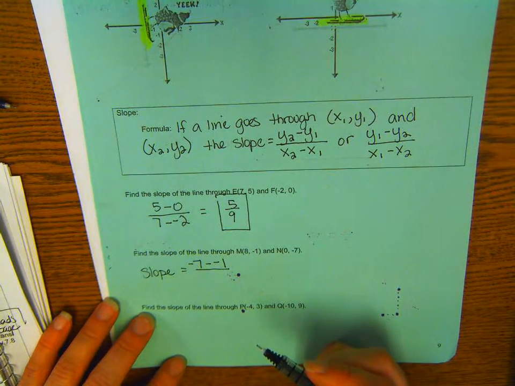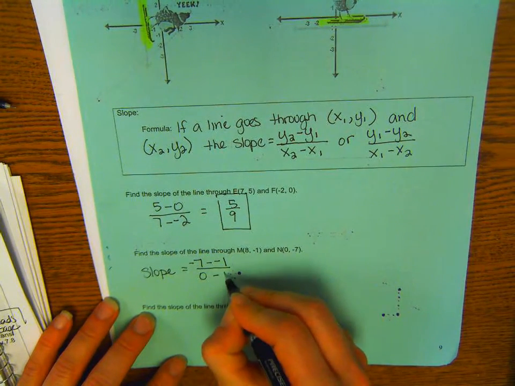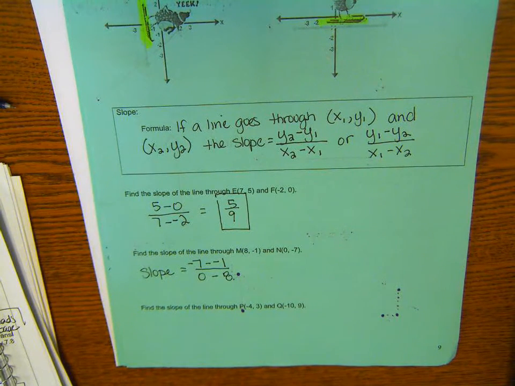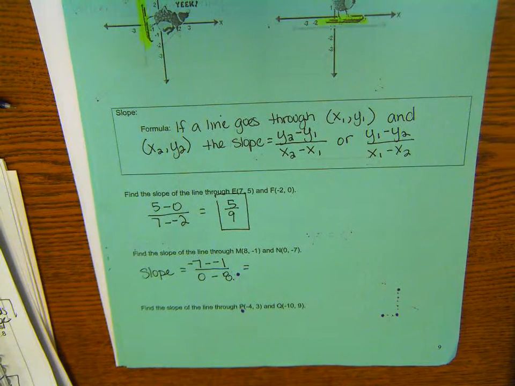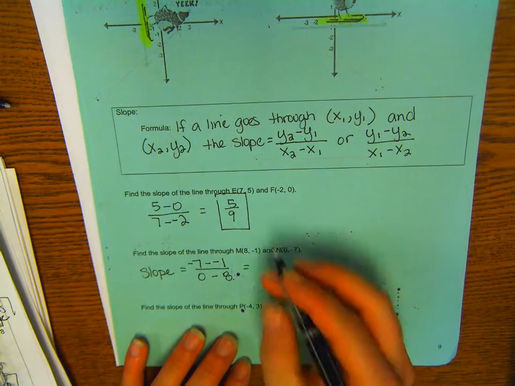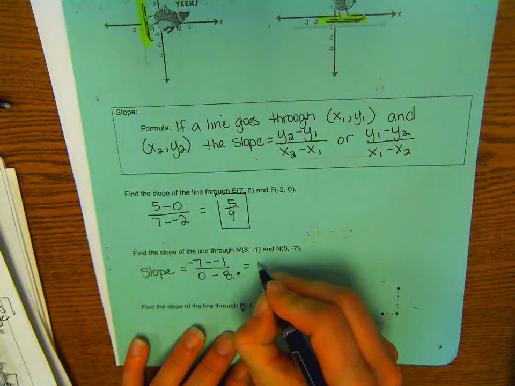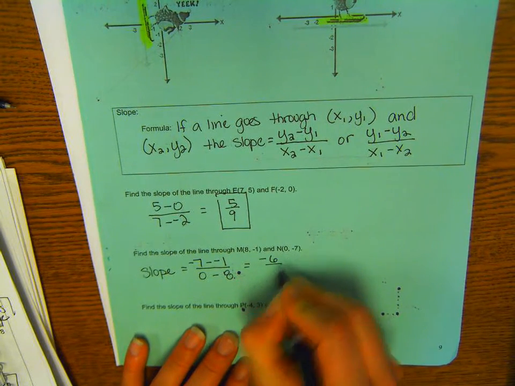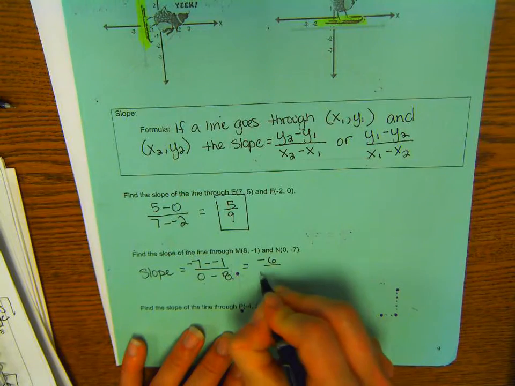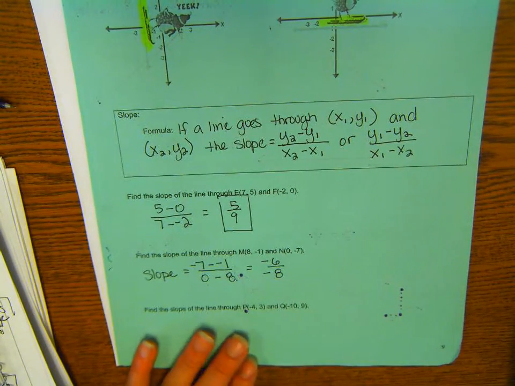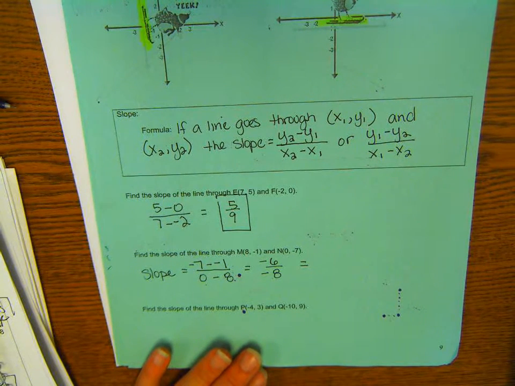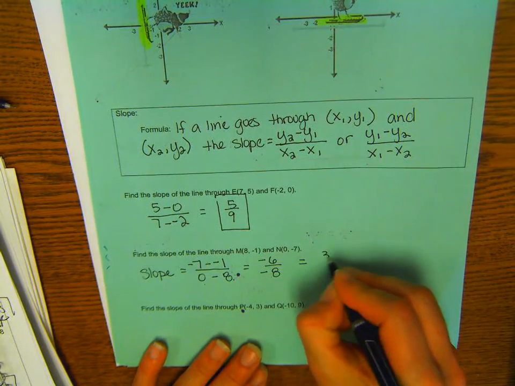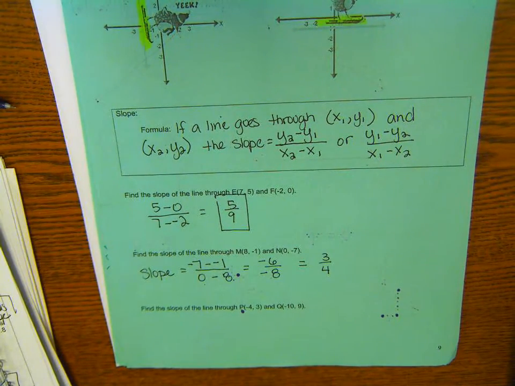Okay, and then here 0 minus 8. What is negative 7 minus a negative 1? Negative 7 plus 1, isn't it? Oh, yeah. Which is, you're right, negative 6. 0 minus 8, isn't that negative 8? Yeah. If I have a negative over a negative, it makes that a positive. And can we reduce 6 over 8? Yes. By 2, right? 3 over 4.